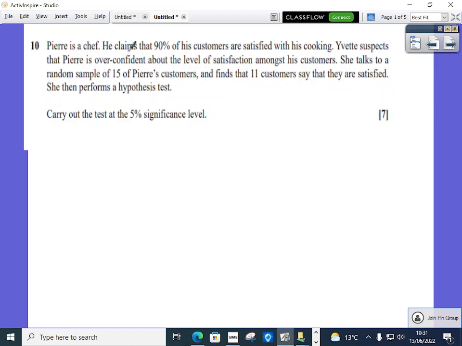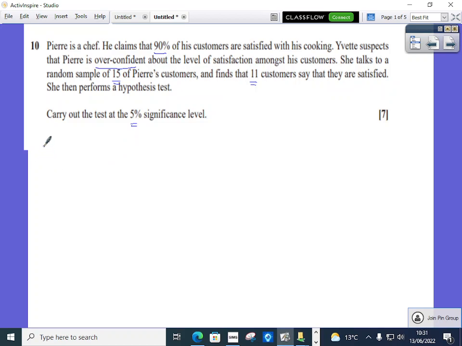So Pierre's a chef. He claims 90% of his customers are satisfied with his cooking. Yvette suspects Pierre is overconfident about the level of satisfaction amongst his customers. She talks to a random sample of 15 of Pierre's customers and finds 11 customers say that they are satisfied. She then performs a hypothesis test, carry out the test at 5% significance level.